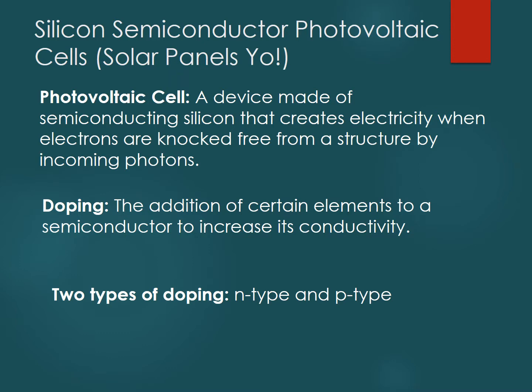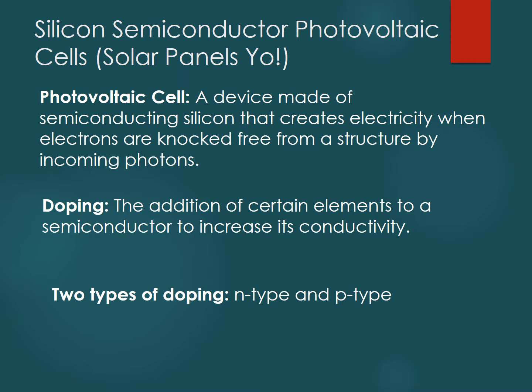All right, so silicon semiconductor photovoltaic cells. Those are actually just solar panels. All right, so a photovoltaic cell is a device made of semiconducting silicon, and it creates electricity when electrons are knocked off from a structure by incoming photons. So light comes in, knocks the electrons off the structure, they become delocalized and can move around.